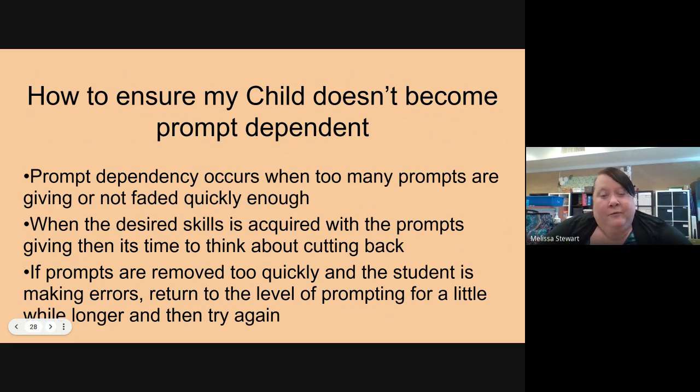Again, if prompts are removed too quickly, the student may make errors, but you can always return to the previous level of prompting, whatever you chose, and start over for a little while longer, and then try to fade it again until they're successful and they don't need the prompt anymore.